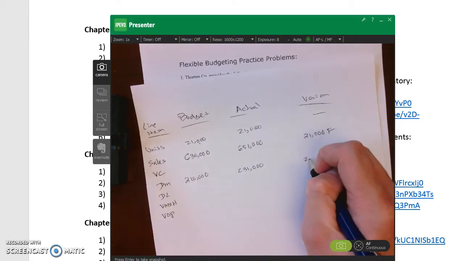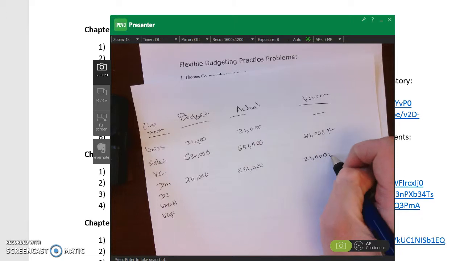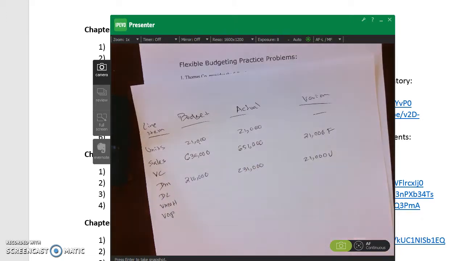And then I look at our actual direct materials costs of 231, and what we have is $21,000. And is that favorable or unfavorable? Well, it's unfavorable because actual costs are higher than budget.